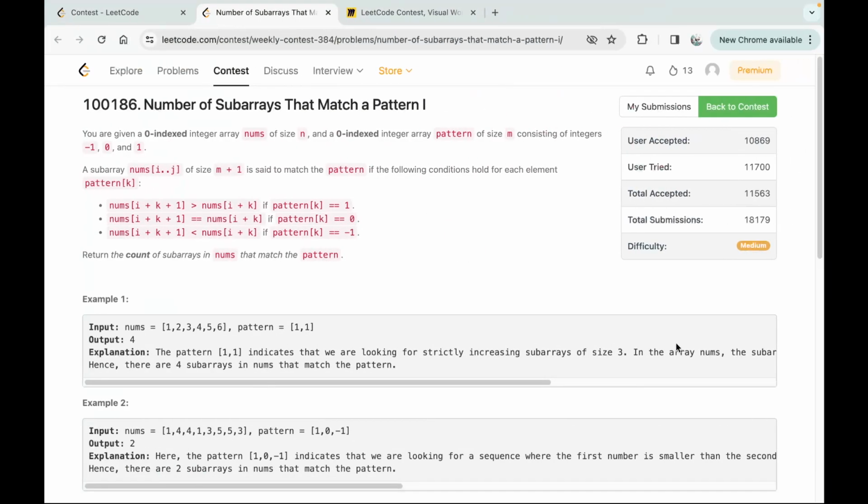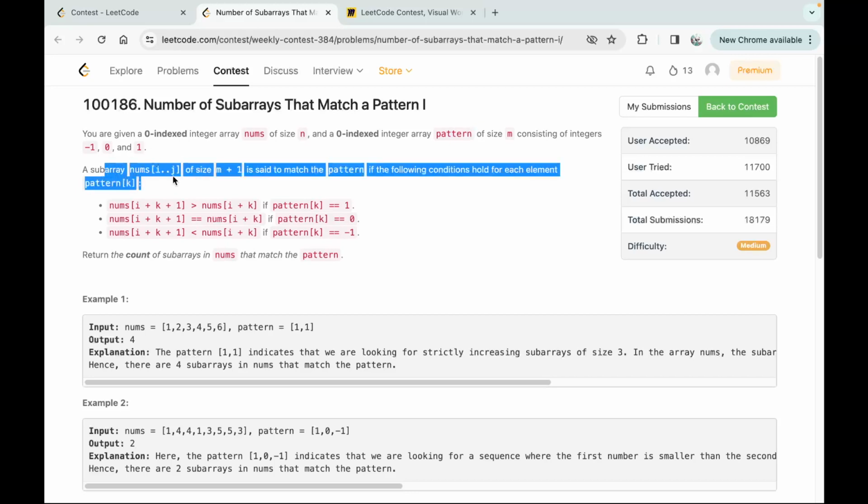Hi, let's solve the second question from today's weekly contest, that is number of subarrays that match a pattern. In this question, we are given a zero indexed integer array, nums of size n, and another integer array, that is pattern of size m. And pattern only consists of integers minus 1, 0, 1.